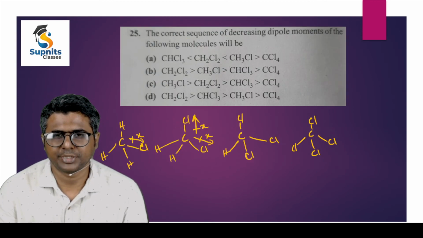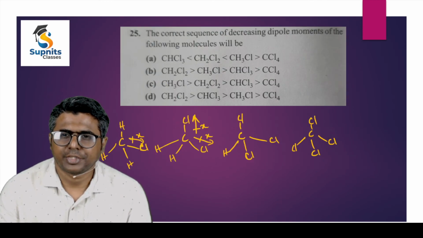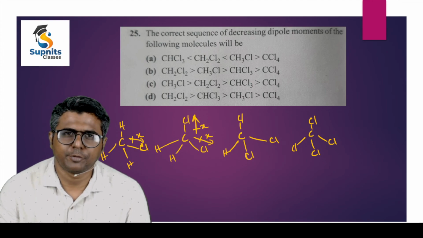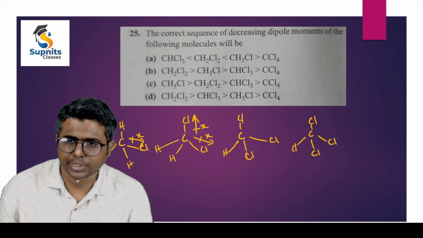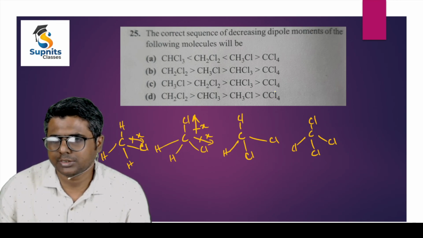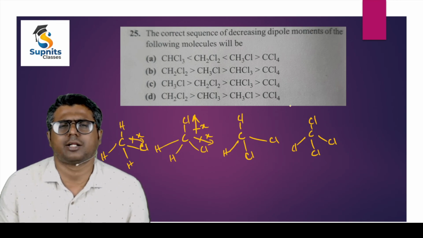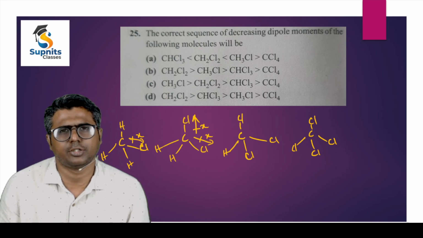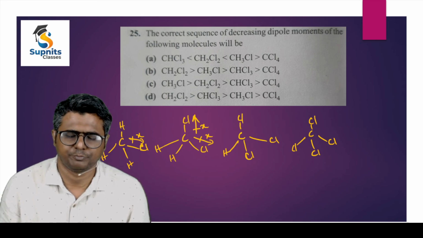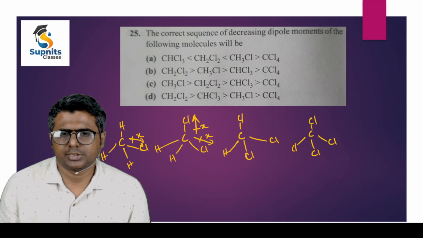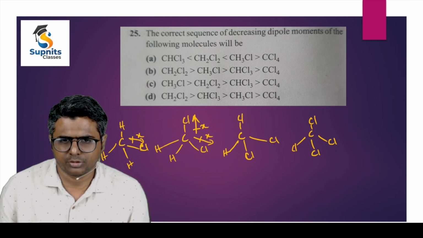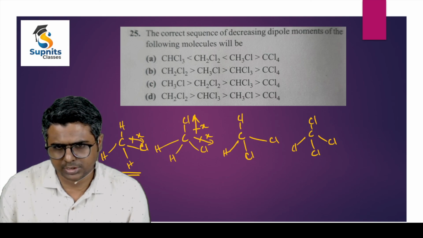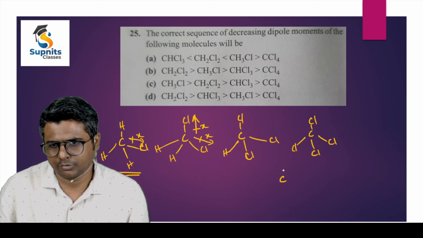Last question of today's video: the correct order of decreasing dipole moments in the following molecules. I have already drawn the molecules over here. We know very well that CCl4 will have a simple tetrahedral structure, and definitely that is going to have a dipole moment of 0. Other structures like CH3Cl, CH2Cl2 and CHCl3 have been drawn over here. So let us compare. In case of CH3Cl, I'll draw it over here.